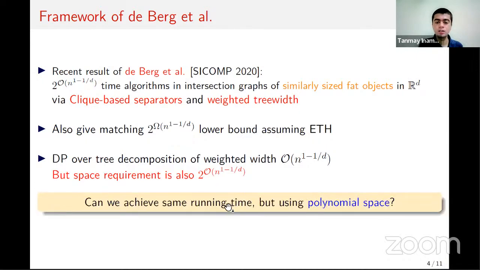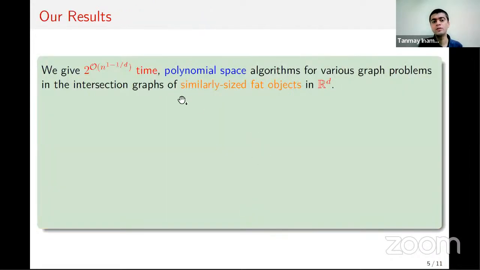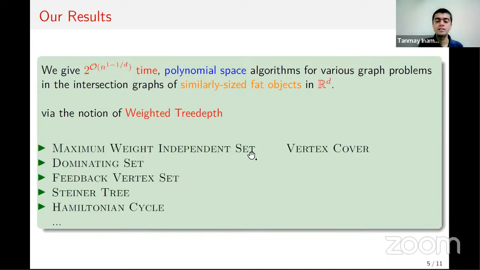So it's natural to wonder, can we get the same tight running time, but improve the space to polynomial? This is what we do. We get the optimal running time for this family of graphs, but we improve the space requirement to polynomial. To do this, we use the notion of weighted tree depth, which we introduced. We get these results for max weight independent set, vertex cover, dominating set, and connectivity problems like feedback vertex set, Steiner tree, Hamiltonian cycle, and so on.